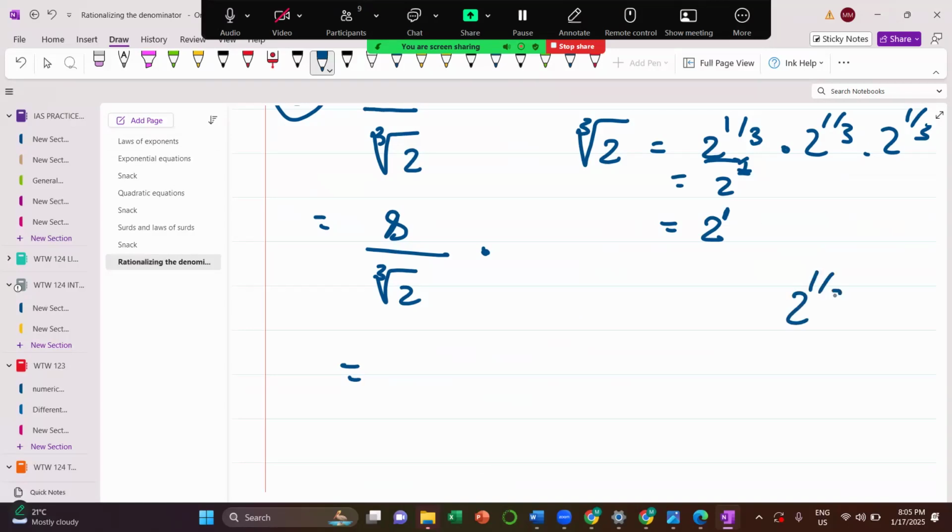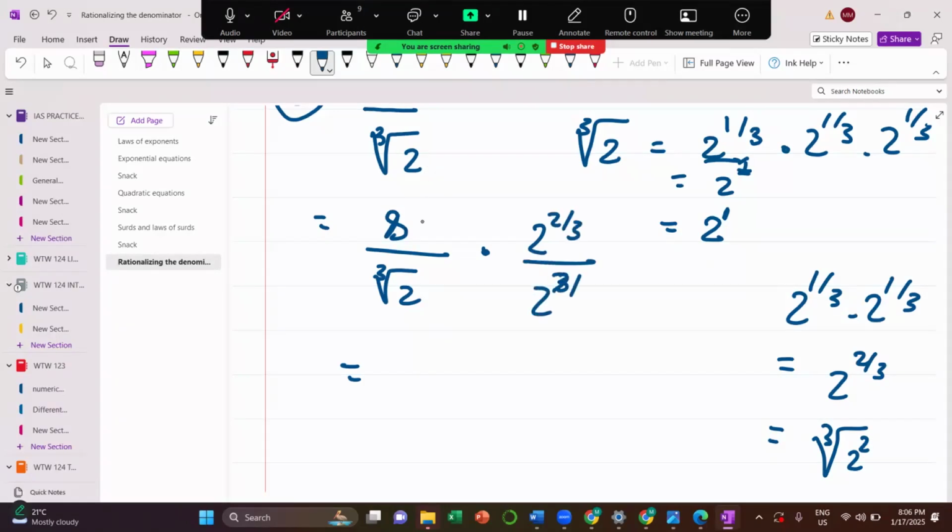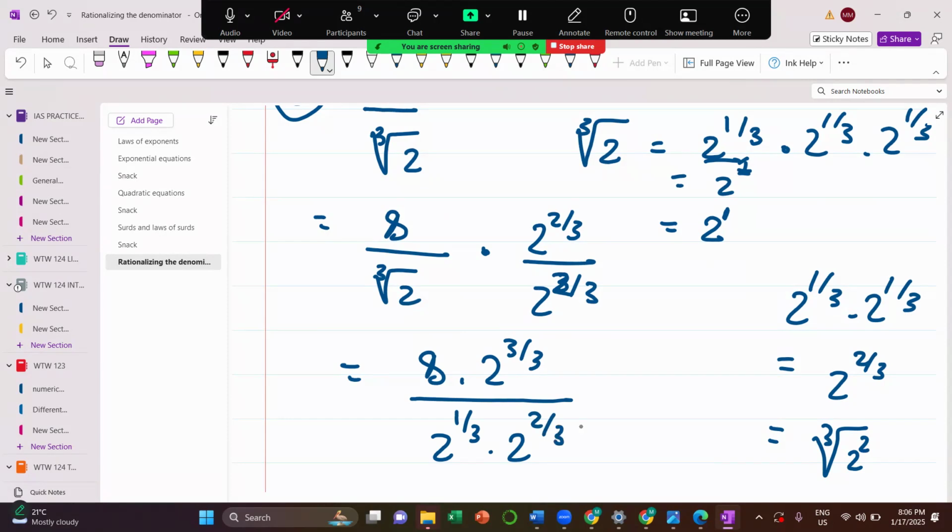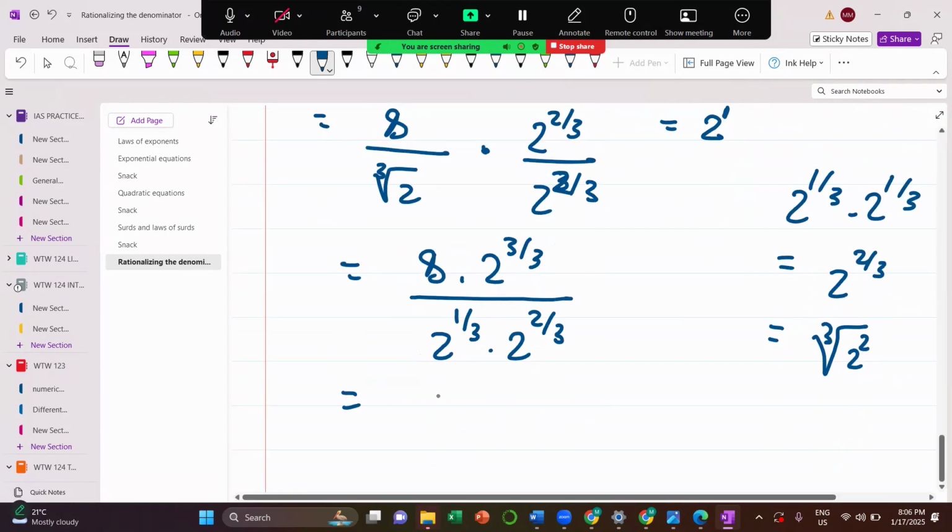What is 2 to the exponent of 1 over 3 times 2 to the exponent of 1 over 3? It's going to give me how much? 2 to the exponent of what? 2 over 3, right? Which is the same as cube root of 2 to the exponent of what? 2, right? So here, to rationalize my denominator, I can just say multiply by 2 to the exponent of 2 over 3 all over 2 to the exponent of 2 over 3. Because now I'm going to have 8 times 2 to the exponent of 2 over 3, and then at the bottom, I'm going to have 2 to the exponent of 1 over 3 times this 2 to the exponent of 2 over 3.